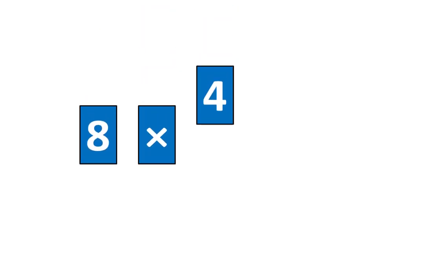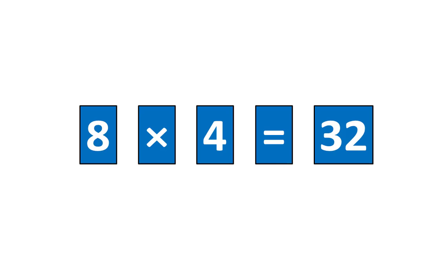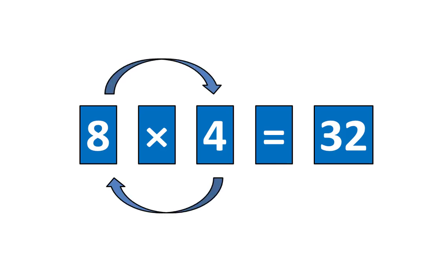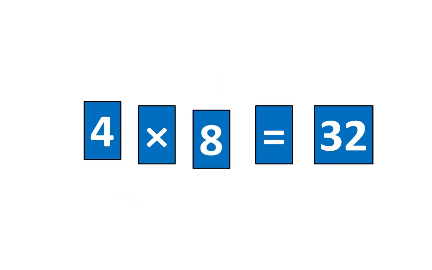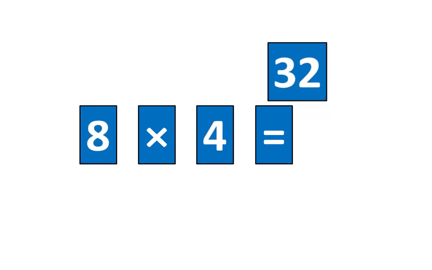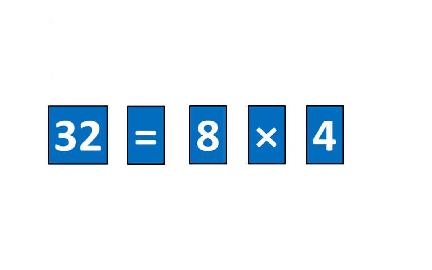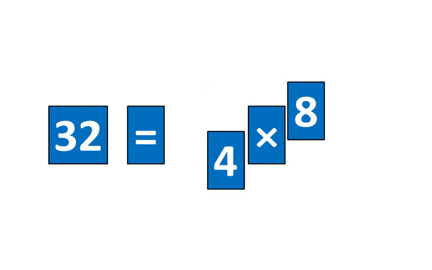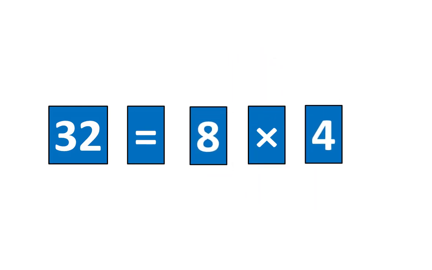8 times 4 is equal to 32. That means I know two ideas. 4 times 8 is equal to 32, and 8 times 4 is equal to 32. It also means that 32 is equal to 8 times 4. And I know that 32 is equal to 4 times 8 because 32 is equal to 8 times 4.